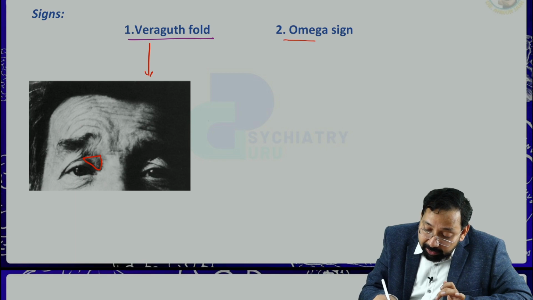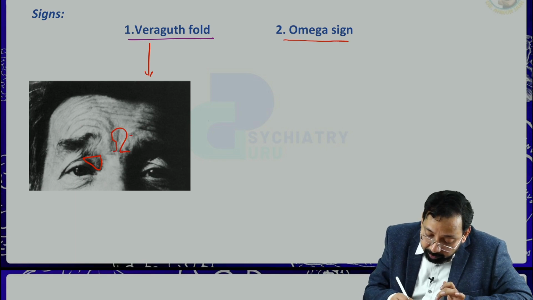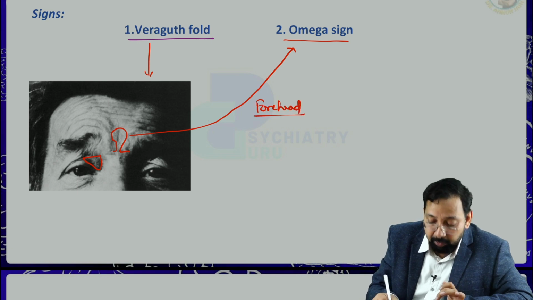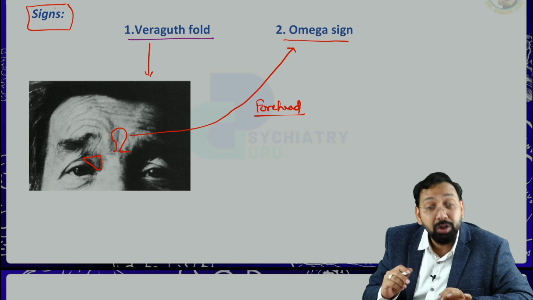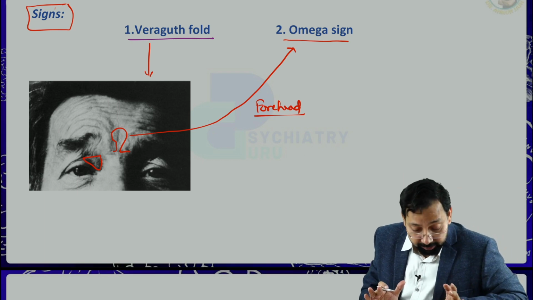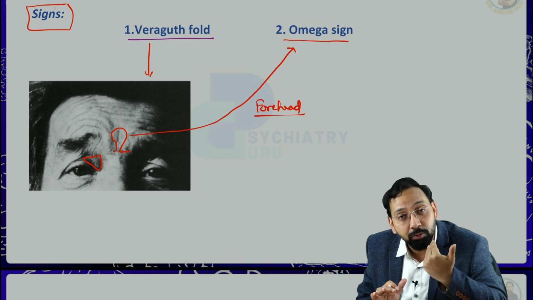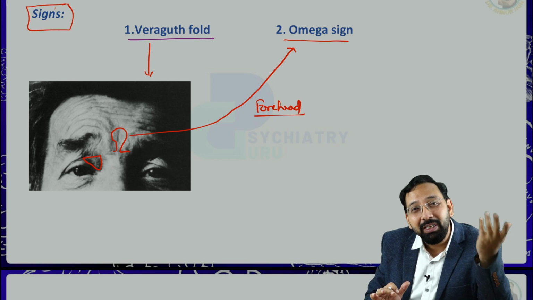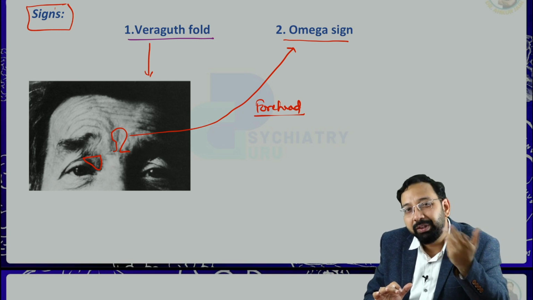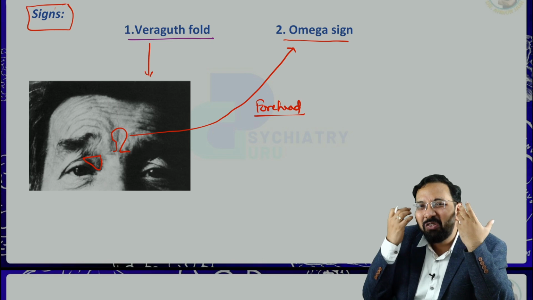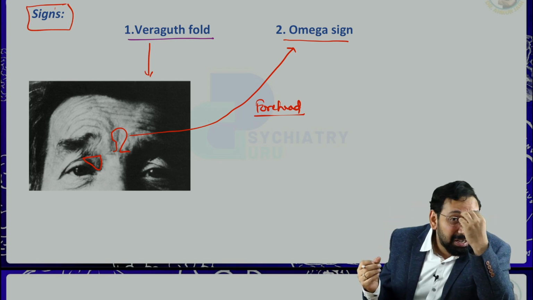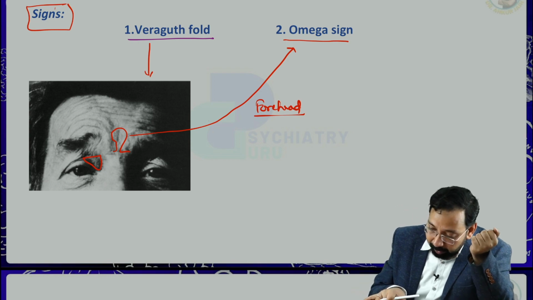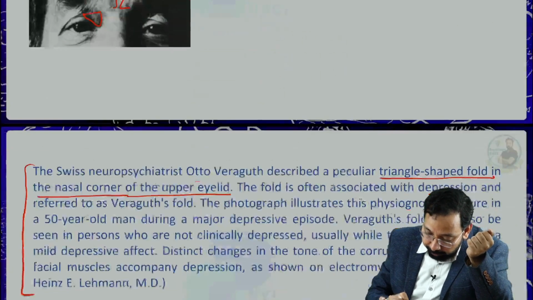We also find the omega sign over the forehead. Yes, an omega shaped fold over the forehead. So these are signs of depression. They are not diagnostic. They have historical importance. It means you can't make a diagnosis of depression on the basis of Veraguth's fold. Previously it was very common because antidepressants were not there. Due to this abnormal sadness of mood, the facial expression muscles acquire abnormal muscle tone. That's why these folds develop. Okay, these are the signs of depression.